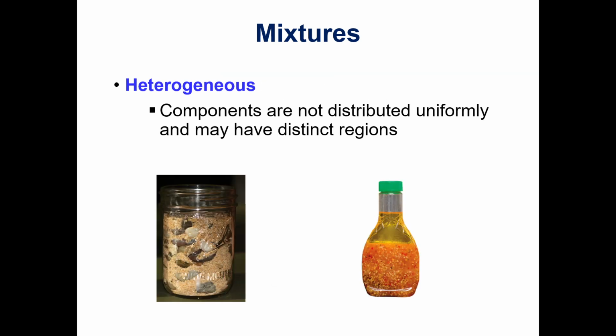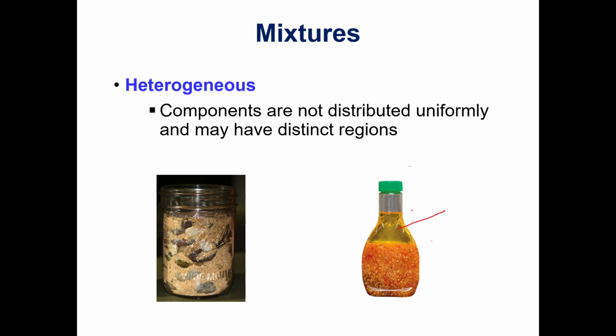A heterogeneous mixture is something that's not distributed uniformly. So you may actually have distinct regions in your heterogeneous mixture. One example would be something like sand and rocks. That example is a little bit more obvious. You can see the rocks and you can see the sand, and you could go through and pick the rocks out. Or with this bottle of vinegar that we have, we can see the different layers.